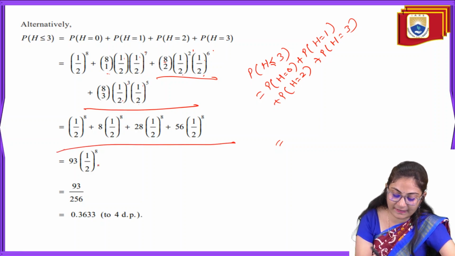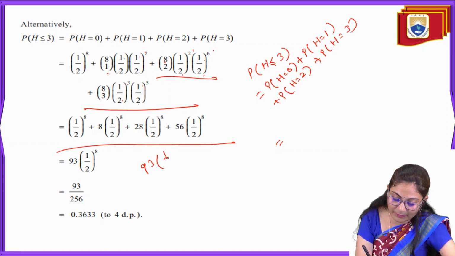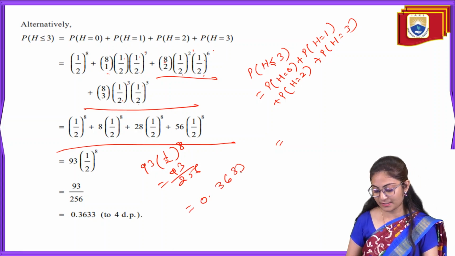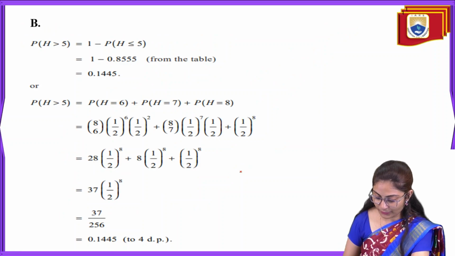Now you have to solve this. You will get the answer 93 times 1 by 2 to the power 8, so 93 divided by 256. So your answer is approximately 0.3633.